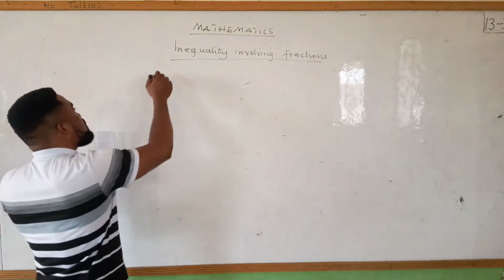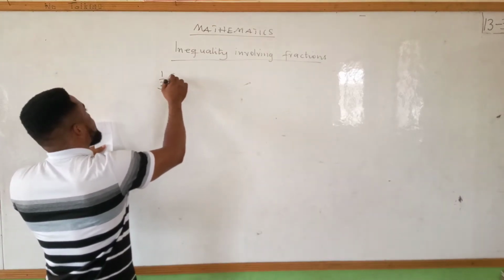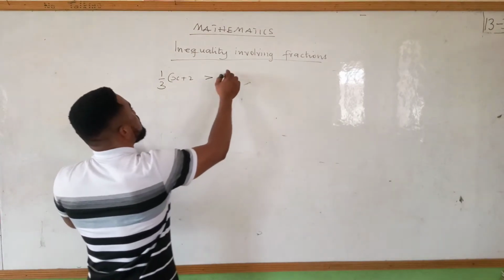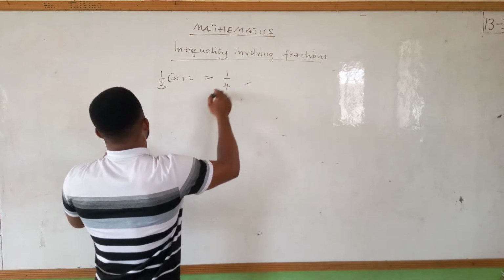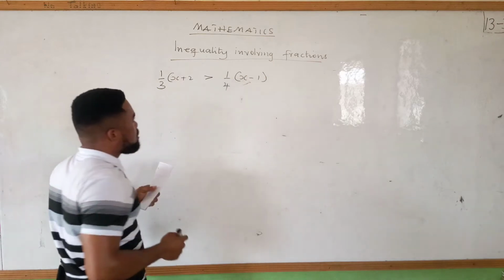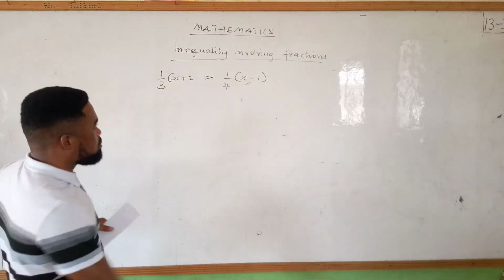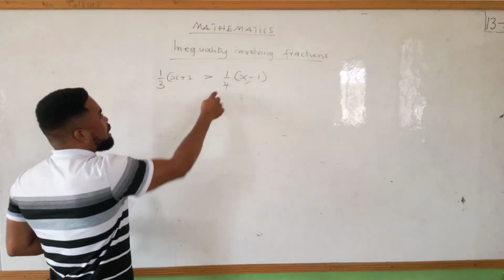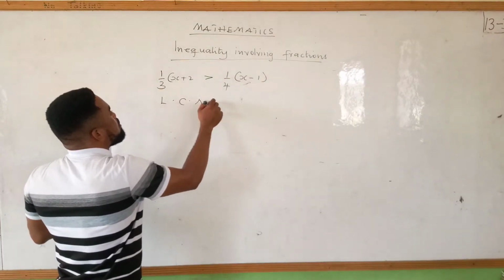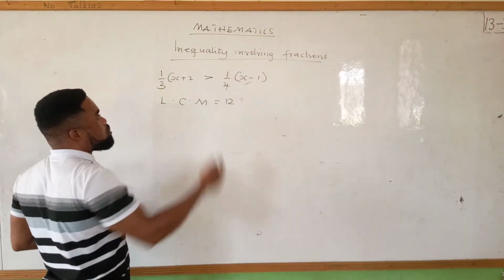Example 1. I have 1 over 3 into bracket x plus 2 greater than 1 over 4 bracket x minus 1. So, as usual, you find your LCM. The denominators are 3 and 4. So, our LCM is equal to 12. That is the LCM of 3 and 4. Then you multiply through by the LCM.